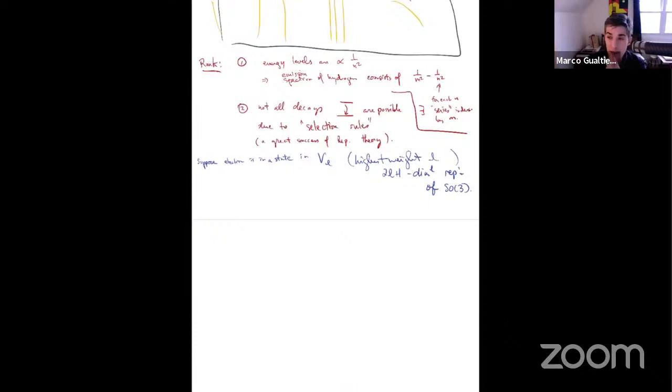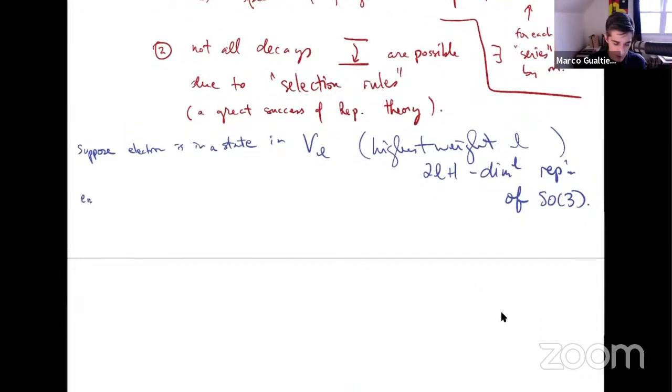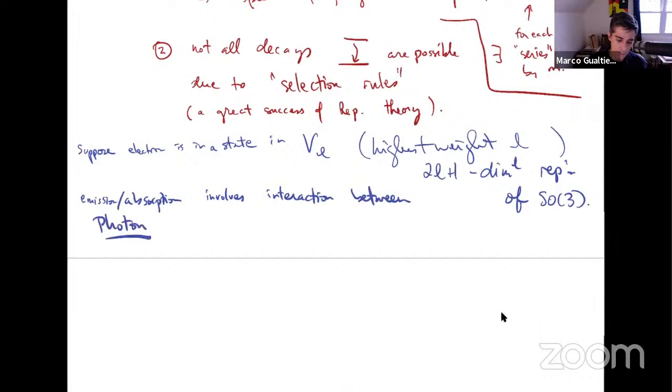It's tricky to give a full mathematical treatment of this, but you have to think that basically the photon is in some state, in some vector space of states. So this emission or absorption involves an interaction between the photon, which has a state in V1, the vector representation.